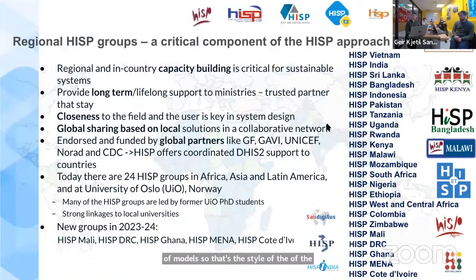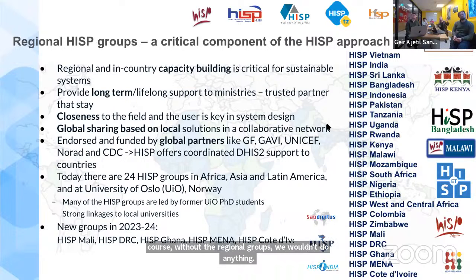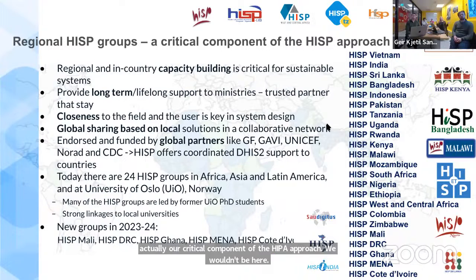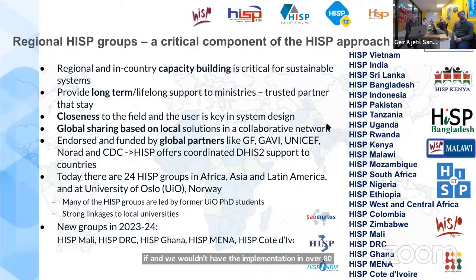Of course, without the regional HISP groups, we wouldn't do anything. Everything we do in the country, with the ministries and the government, we do through and with all the HISP groups. You can see the whole list here. That's a critical component of the HISP approach. We wouldn't have the implementation in over 80 countries using DHIS2 for the national HMIS if it wasn't for the local and regional HISP groups that provide long-term, lifelong support to the ministries, and they are a trusted partner. That closeness to the field gives us the eyes and the ears to the field, to improve the global platform, as in DHIS2, as in the CHAP. So we are doing the same style of development of the platform as we do with DHIS2.